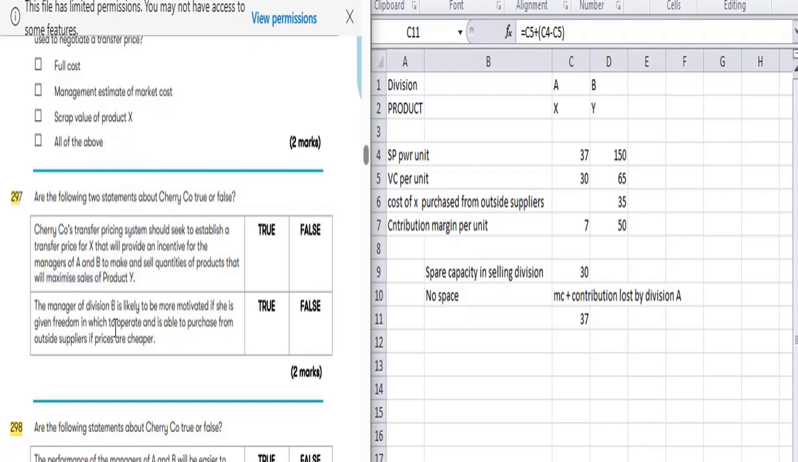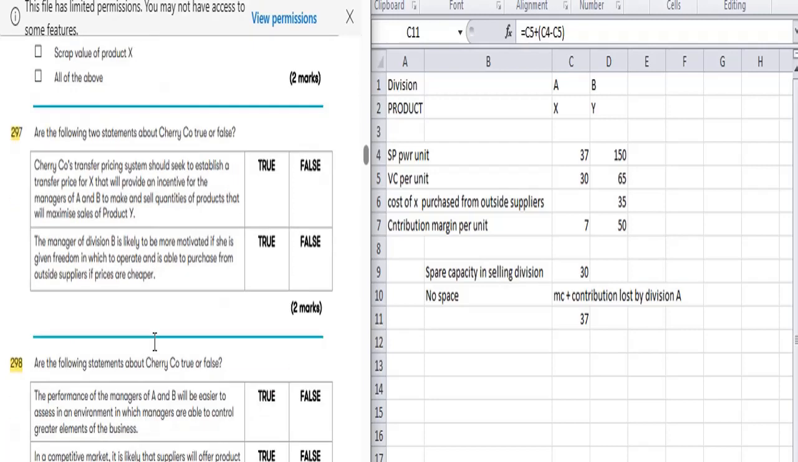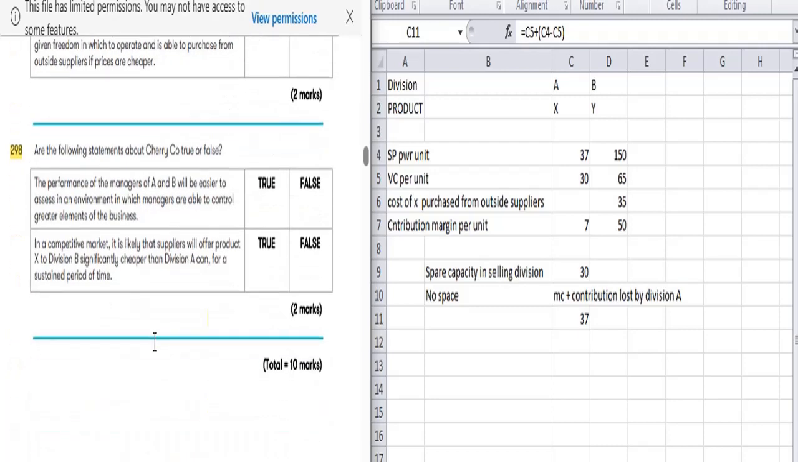Coming to the second, the manager of division B is likely to be more motivated if she is given freedom in which to operate and is able to purchase from the outside supplier if prices are cheaper. Obviously, if the division manager of division B is getting the product X at a cheaper rate from outside, then obviously she is going to purchase it from outside. So it will motivate and give them freedom as well. So this is true.